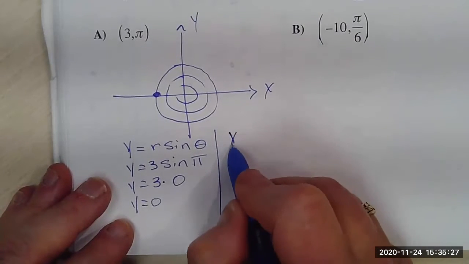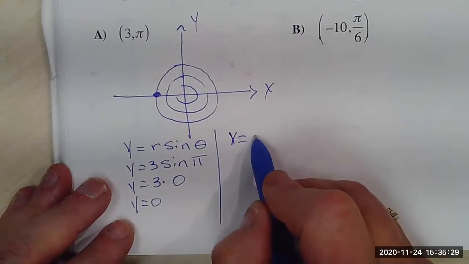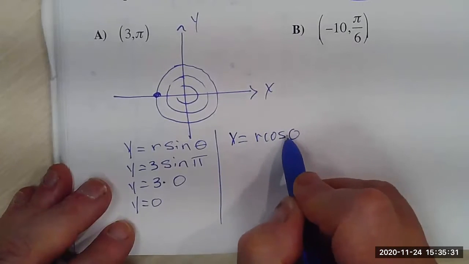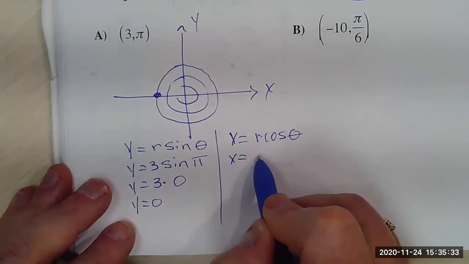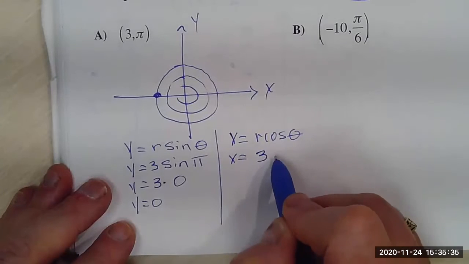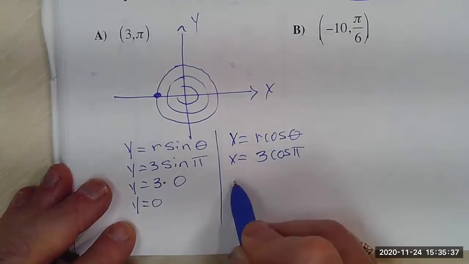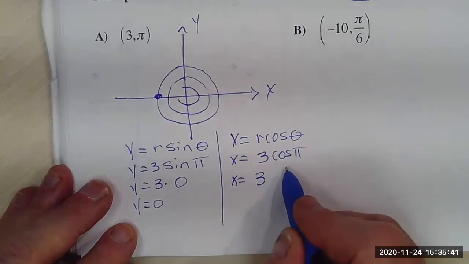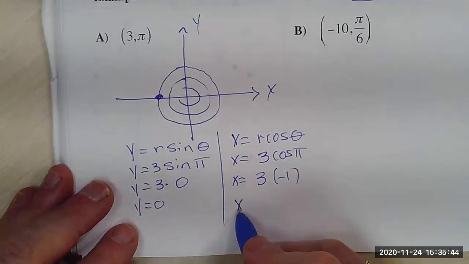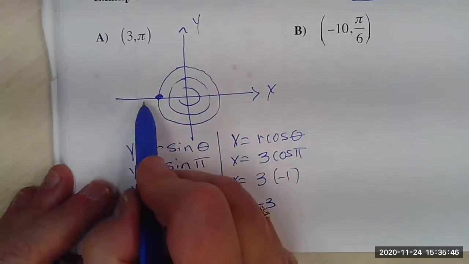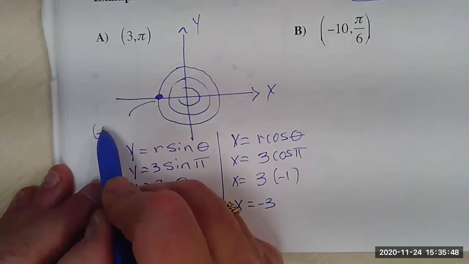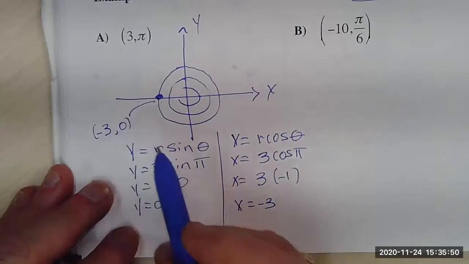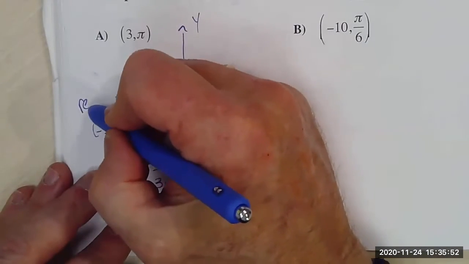Likewise with x, x is equal to r cosine theta. R here is 3, so 3 cosine of pi. Cosine of pi is -1, so x is equal to -3. And there you go. There's your -3. So that ordered pair in rectangular form was -3, 0. Rectangular.